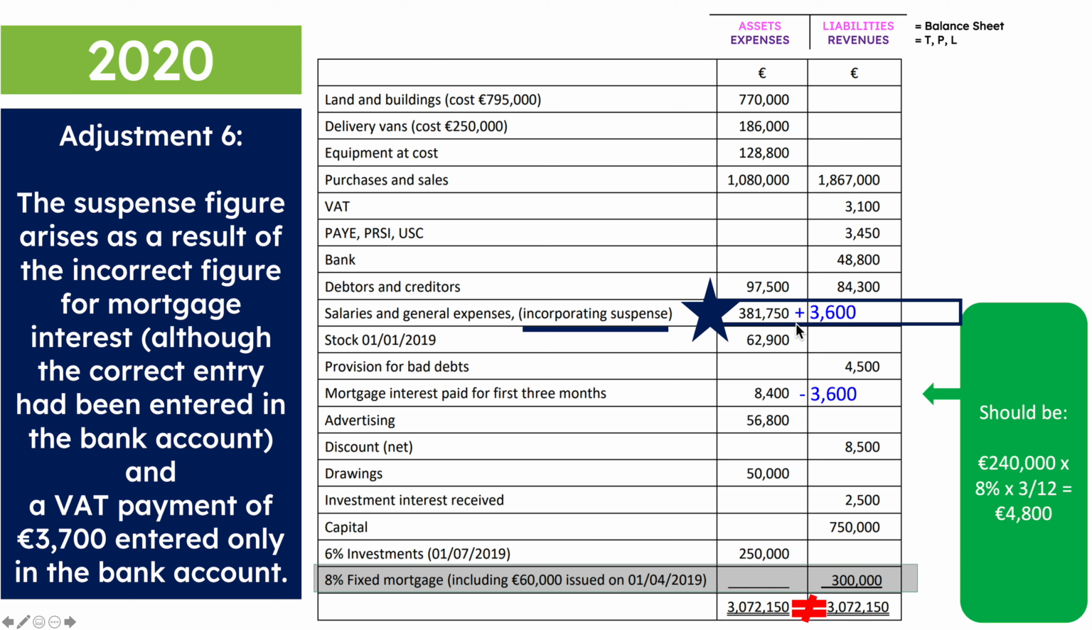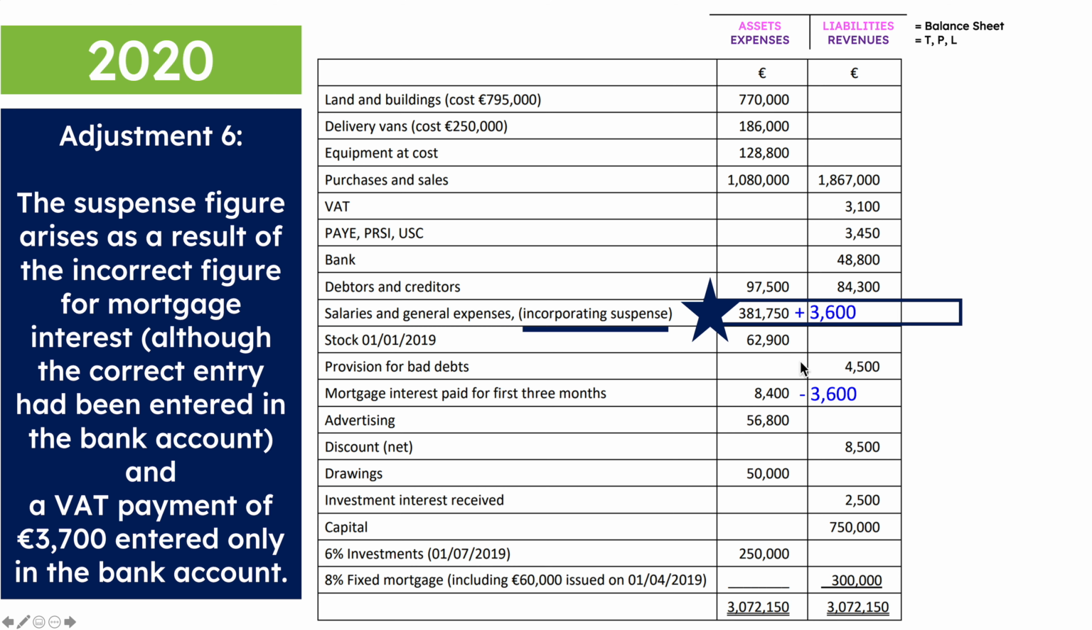So to get my two sides to equal again, I will add 3,600 there. And now my two sides equal. Now, a VAT payment of 3,700 entered only in the bank account is the second thing that the bookkeeper didn't do, or did by mistake.